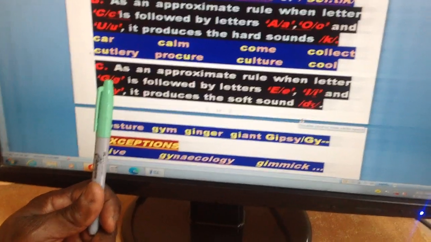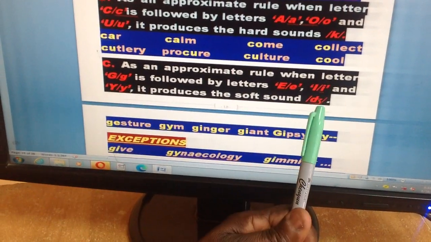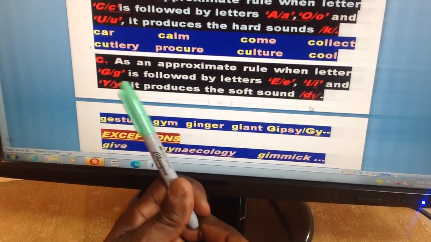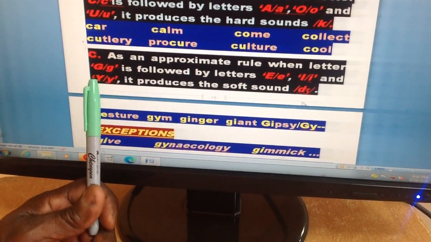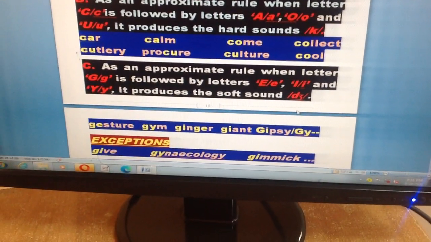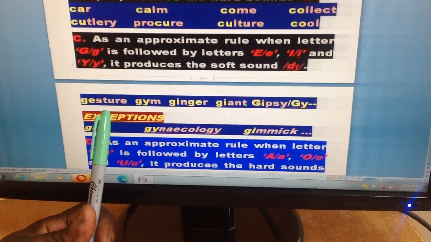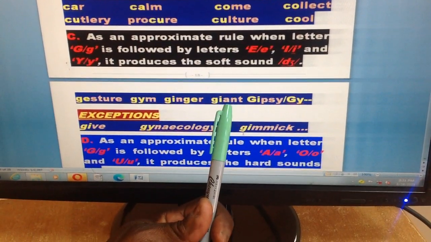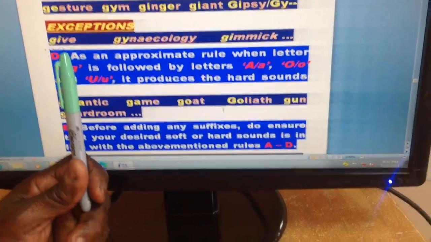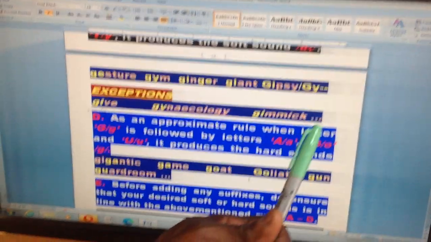And then we come now to what we can call the soft G sound, which will produce the sound J. For example, when G is followed by E, I and Y. This is an approximate rule, a general rule. We have always exceptions, special cases. So for example, it's not gesture, it's gesture. Jim, ginger, giant, gypsy, this spelling or that spelling. Exceptions are here: give, which is a hard sound, gynecology, gimmick, and many others.